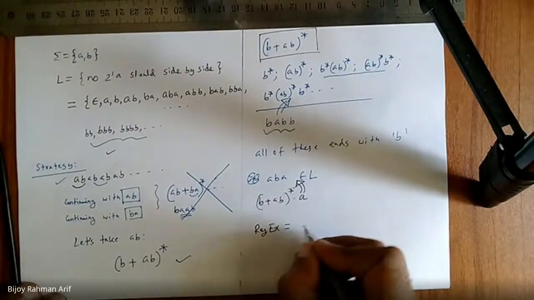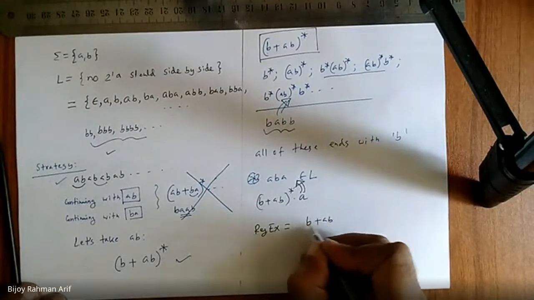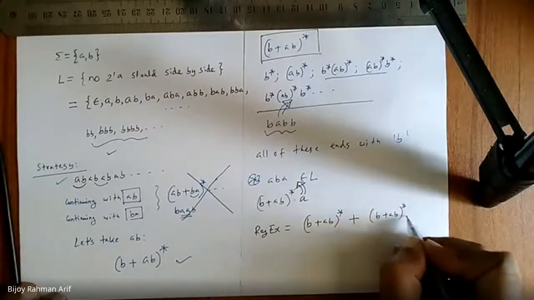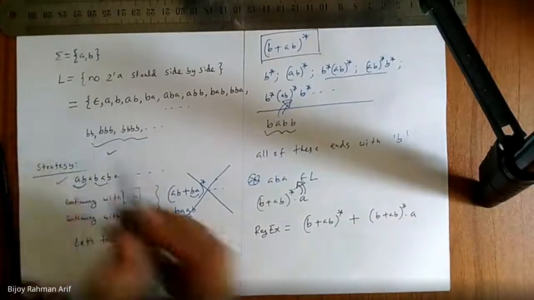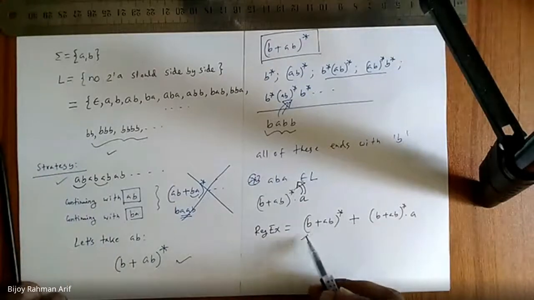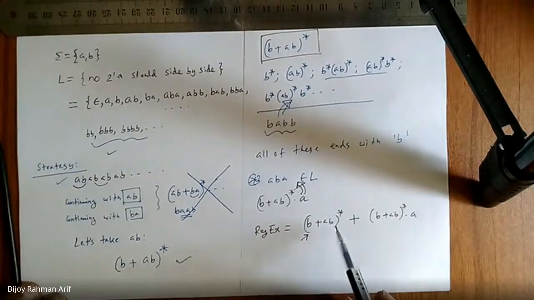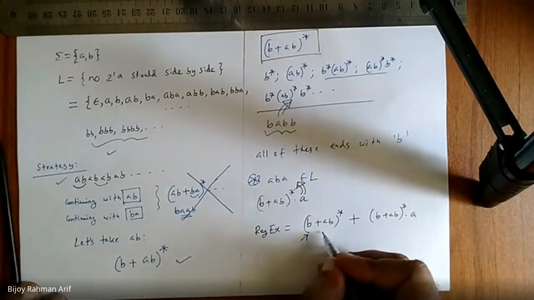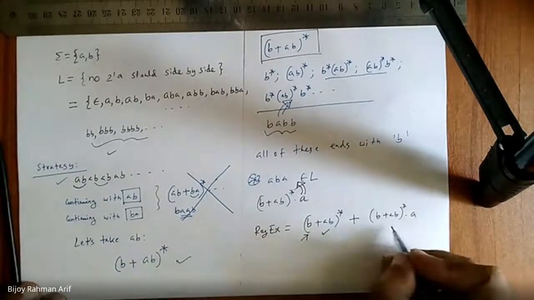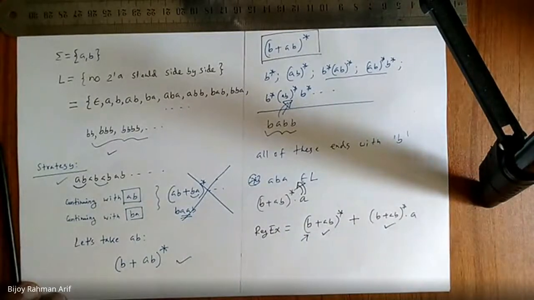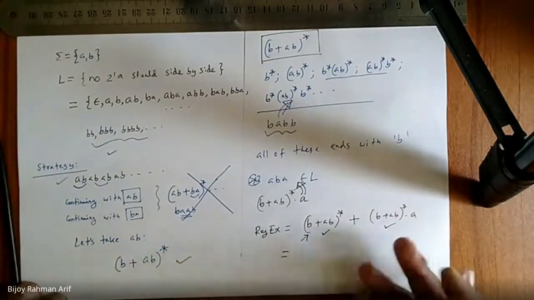The regex would be B AB star, then B AB star A. Now see, only B can be generated by this. You can generate any string ending with B using this. You can generate any string ending with A using this. So we are done. Now we can simplify.